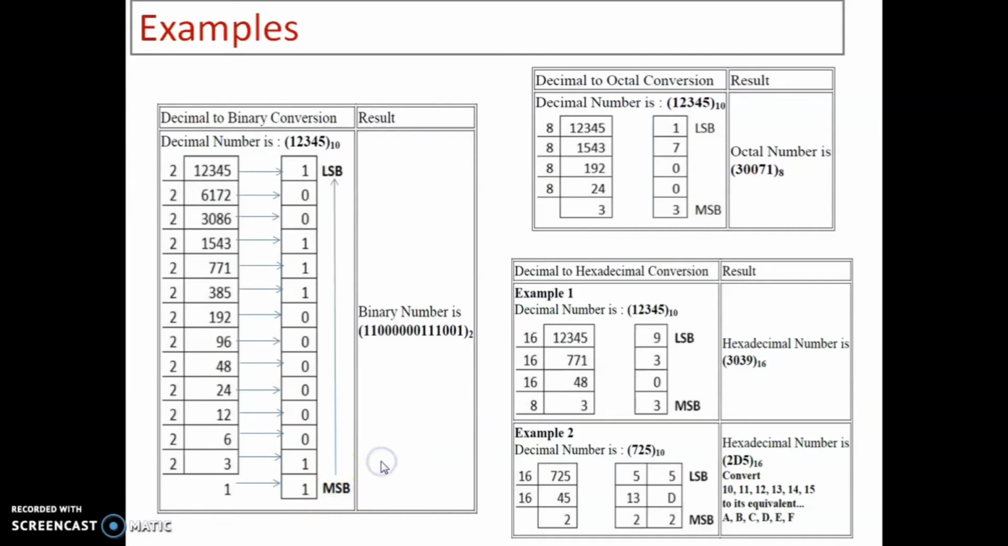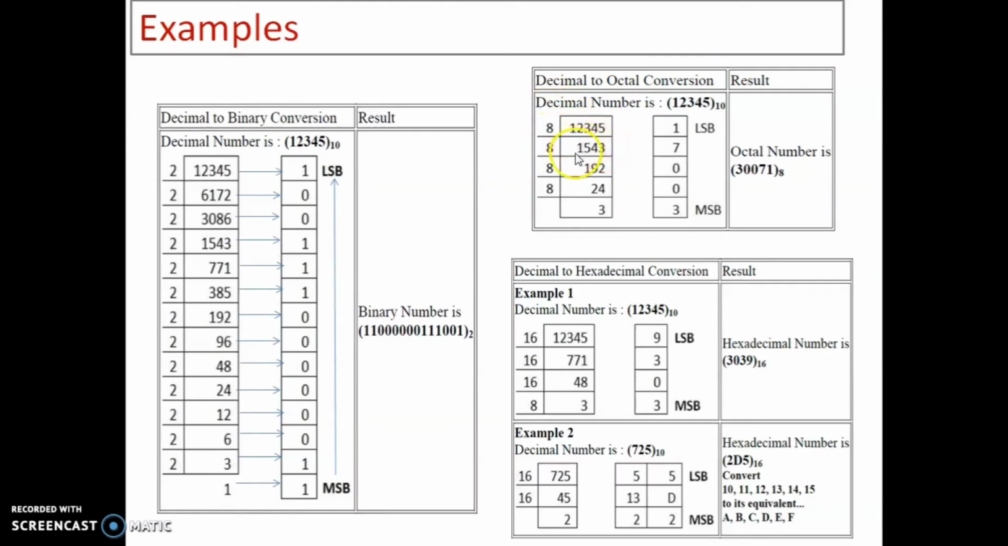Collect the numbers from MSB to LSB. We get 11, 6 zeros, 111, 001, which is the binary equivalent of the decimal number 12,345. In the same way, decimal to octal conversion. Here, the base of the target conversion, that is octal, is 8. Divide the decimal number 12,345 by 8.